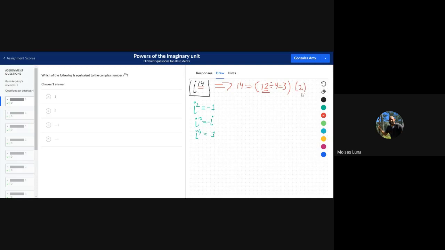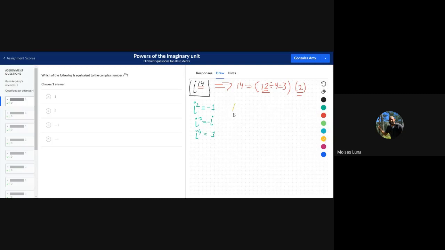I'm doing it like this. It might be actually more confusing, but you'll see what I'm talking about. The idea is that I'm trying to get a number that is a multiple of 4 so that I can manipulate i. And that number is 12 because I can divide 12 by 4. Any number that you can divide by 4 and it'll give you a whole number, that's a multiple of 4. And then the rest, you just write it as I'm going to write it right now.